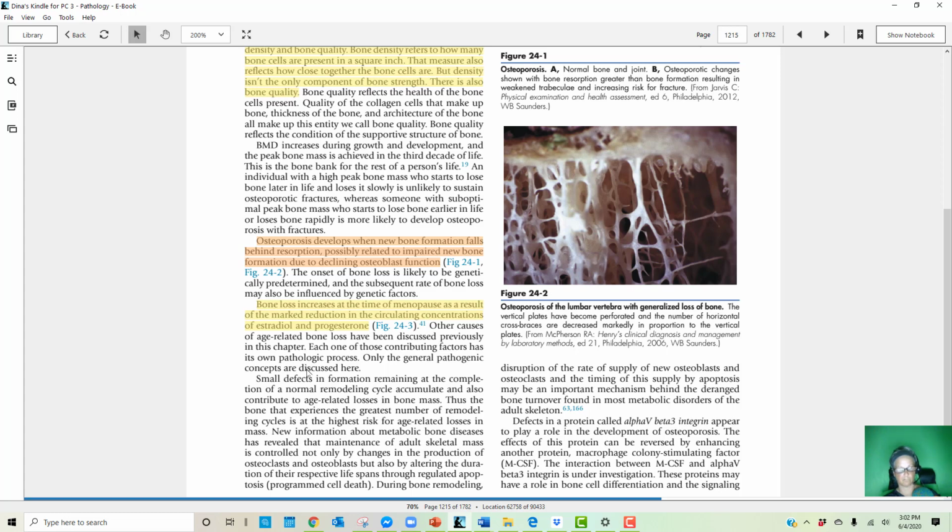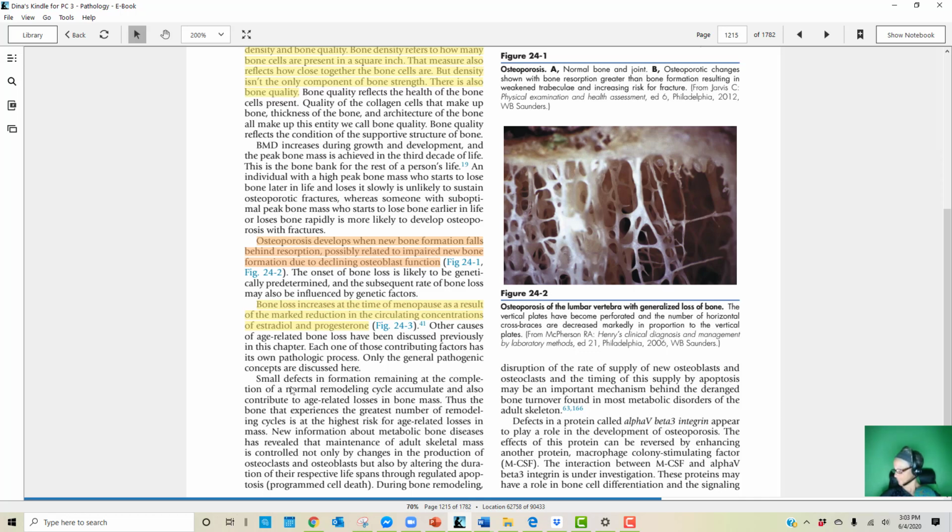Other causes of age-related bone loss have been discussed previously in this chapter. Each one of those contributing factors has its own pathologic process. Only the general pathogenic concepts are discussed here. Small defects in formation remaining at the completion of a normal remodeling cycle accumulate and also contribute to age-related losses in bone mass. Thus, the bone that experiences the greatest number of remodeling cycles is at the highest risk for age-related losses in mass.